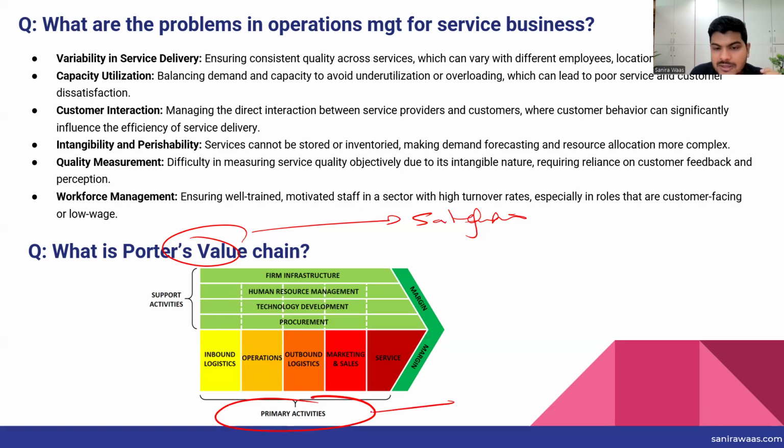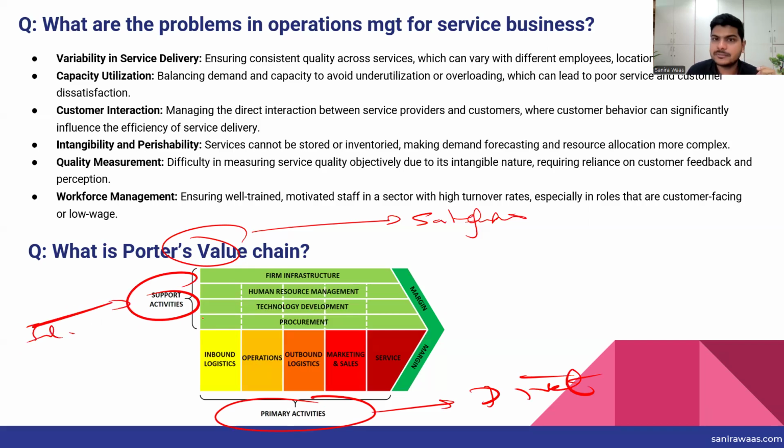Primary activities, which are more direct, and support or secondary activities, which are more indirect. Primary activities directly add value to the product or the customer, whereas support activities work as supporting pillars in this entire process. In the exam they are going to test these aspects separately: what parts are included in primary activities, and what parts are included in support activities.